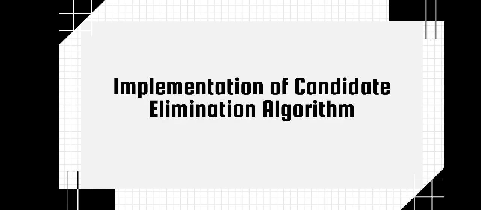In this experiment, we implemented the candidate elimination algorithm. This is a concept learning algorithm in machine learning. Its main purpose is to find all possible hypotheses that are consistent with the given training data. Instead of finding one rule, it maintains a range of all possible rules.